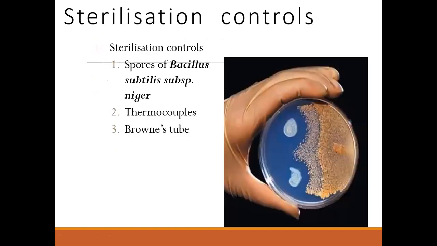This is the picture of sterilization control. Number one, spores of Bacillus subtilis subspecies niger. Number two, thermocouples, and number three, Browne's tube.